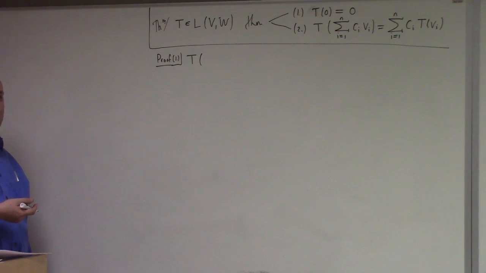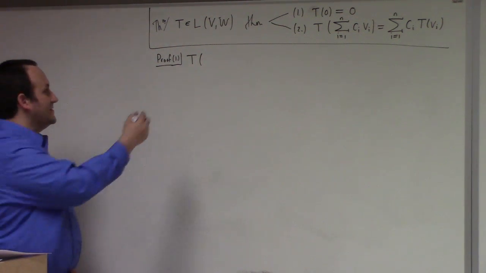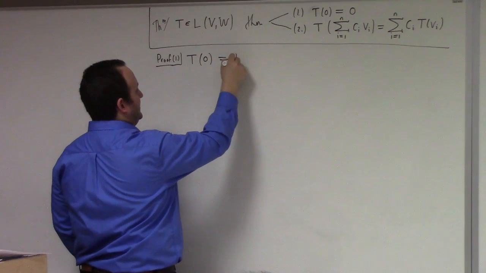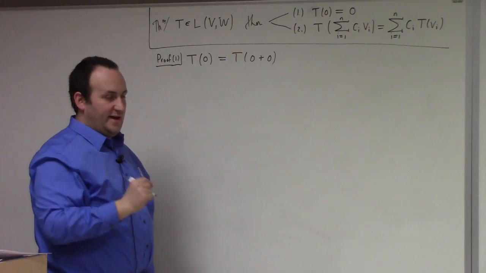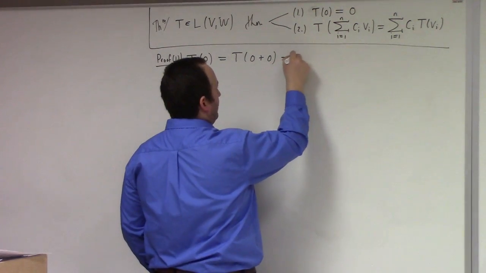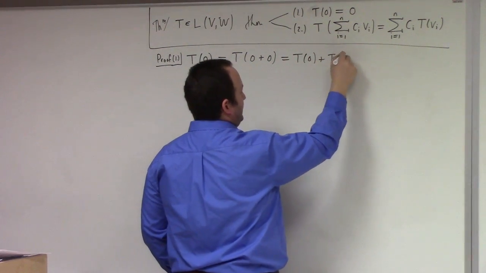Zero plus 0 equals what? Right. So how about this? T of 0 is equal to T of 0 plus 0. But additivity gives me what? This is T of 0 plus T of 0 by additivity, right?